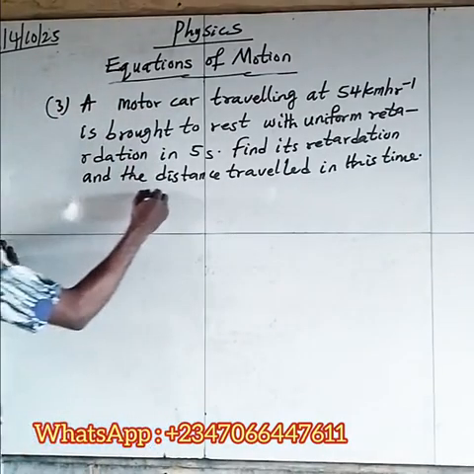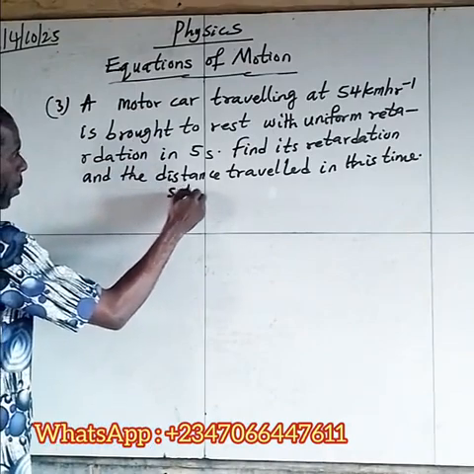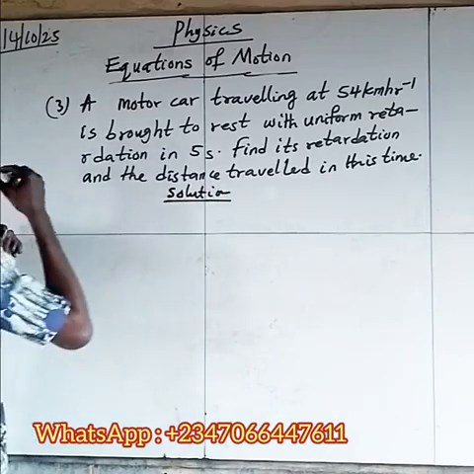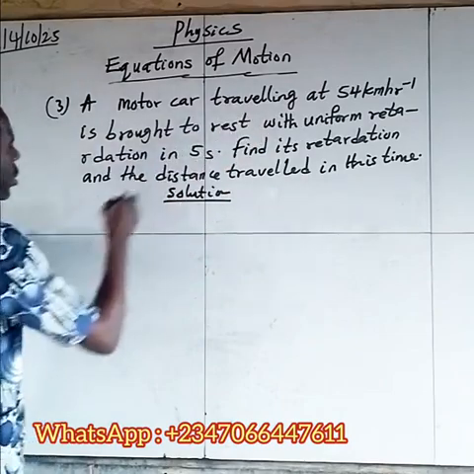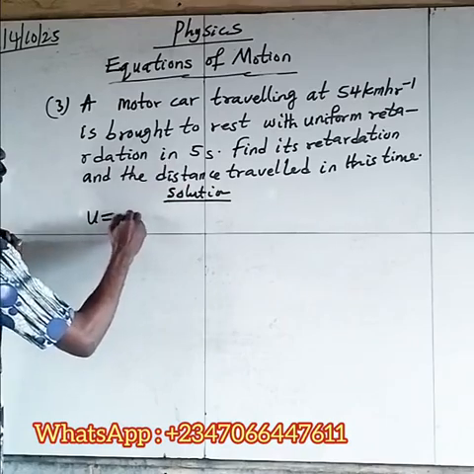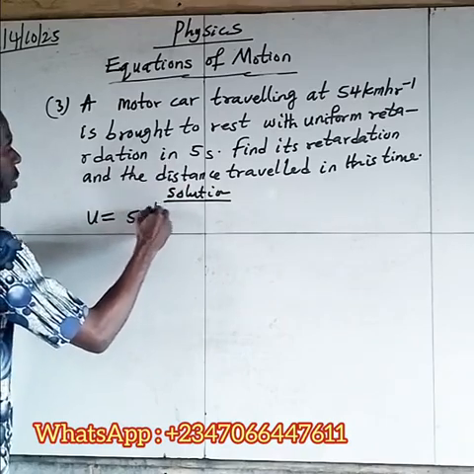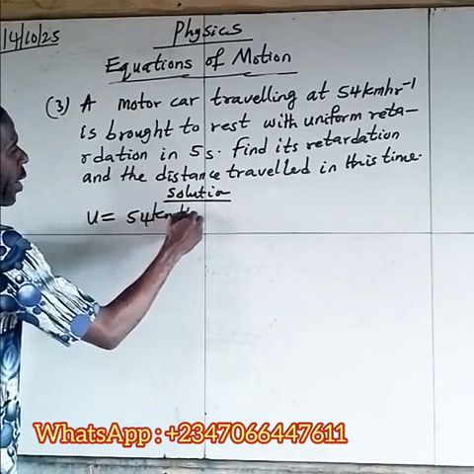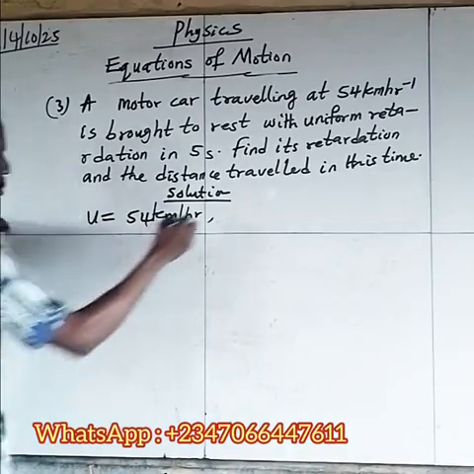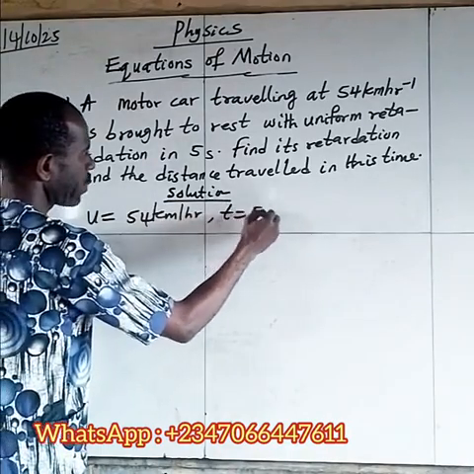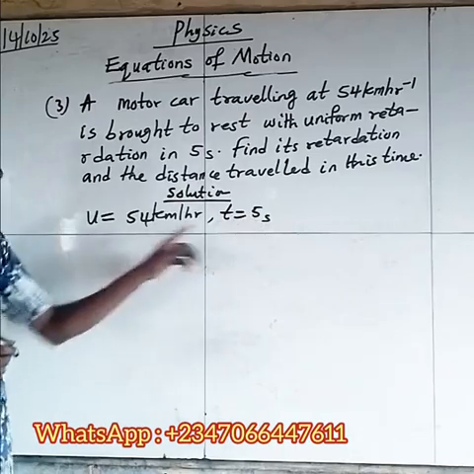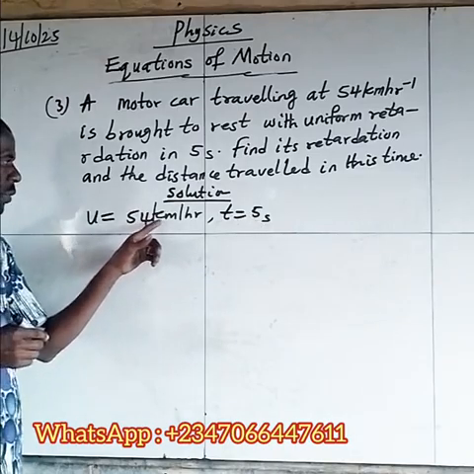Now, given to us in the solution, the initial velocity u is 54 kilometers per hour. The next thing given is the time, which is equal to 5 seconds. So there is no consistency here. We cannot work with seconds, since we are working with kilometers and the speed is given in kilometers per hour.